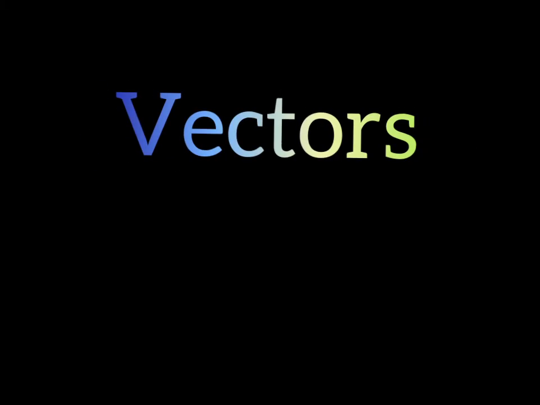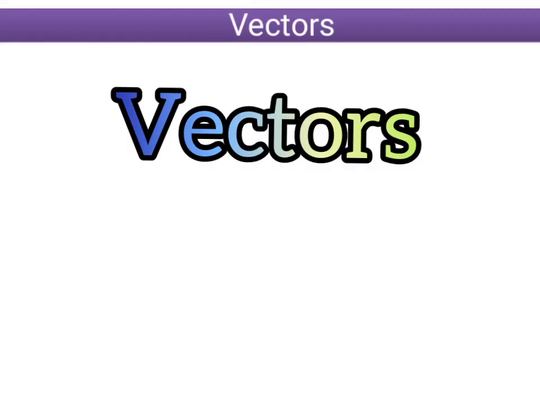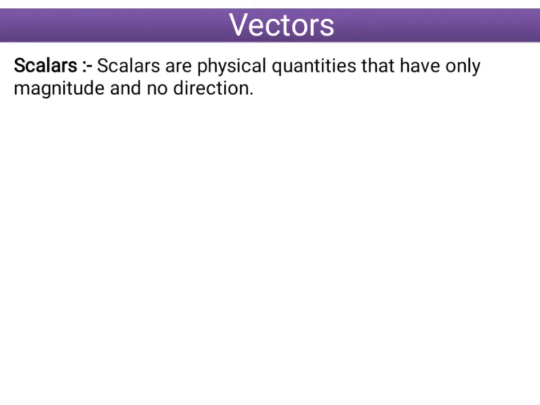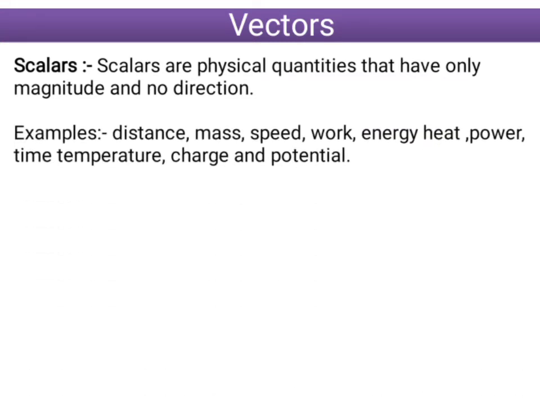Let's try to understand the lesson vectors. Before that, let's define scalars. Scalars are the physical quantities that have only magnitude and no direction. That means they can be very well expressed only with magnitude, and no direction is required for their expression. Such physical quantities are called scalars.